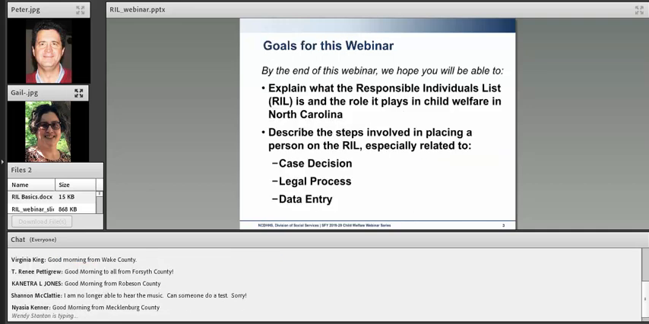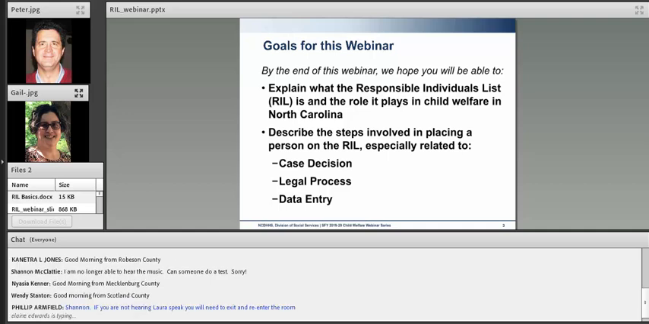So the goals of this webinar, by the end of this, we hope that you will be able to do the following. One, to be able to explain what the responsible individuals list is and the role it plays in child welfare in North Carolina. And we would like you to be able to describe the steps involved in placing a person on the responsible individuals list, especially as it relates to case decisions, legal process, and data entry.